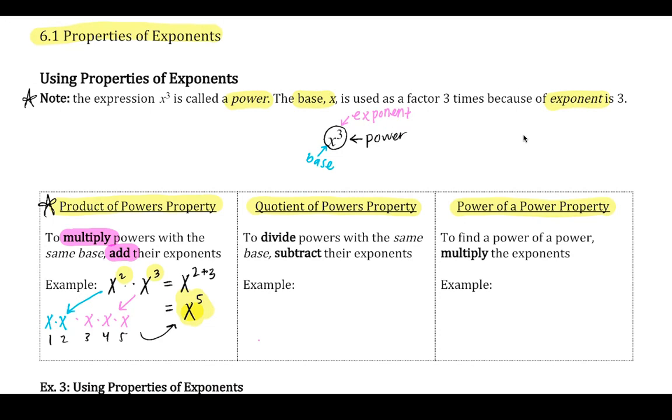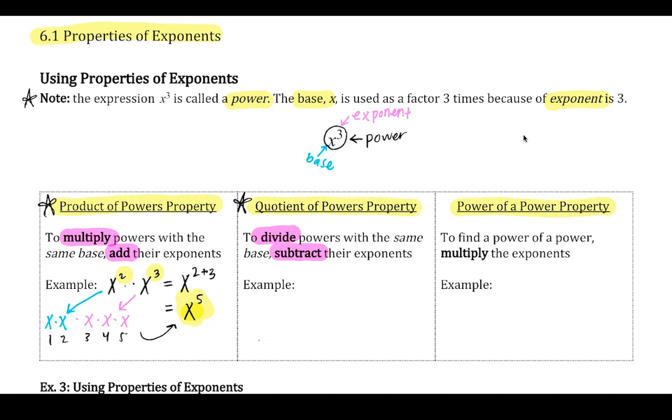And then for the next property, the quotient of powers property, it's similar to the last one, it's just now we have a quotient instead of a product, so we're dividing instead of multiplying. So to divide powers with the same base, we need to subtract their exponents.